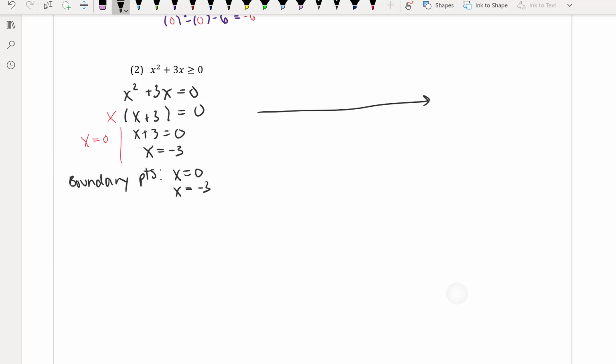So I'm going to graph this on my number line. So I have a -3 and I have a 0. Now I'm going to test these boundary points. So let's pick a value over here. So let's choose x is equal to -4. Okay, so I'm going to plug that into my equation. So I have my x squared plus 3 times my x. Let's see what I get when I plug in a -4 into this equation. So -4 squared plus 3 times my -4. And that's going to give me a +4. So in here I have a positive.